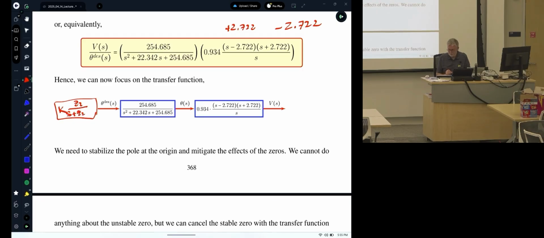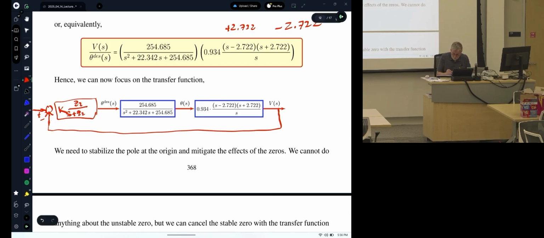Then we're going to give ourselves a gain, and then we're going to just make a feedback loop, just like we've done before. Now, in between, it looks a lot more complicated, but once we cancel this with this, we've got a second order system, we've got a pole at the origin, and we've got 1 zero left. But it's not as bad as it looks.